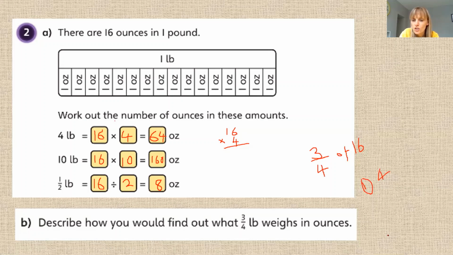And then for part 2, we then have to multiply that answer by the numerator. So we do 4 times 3. So 4 times 3 is 12. So 3/4 of a pound would be 12 ounces.